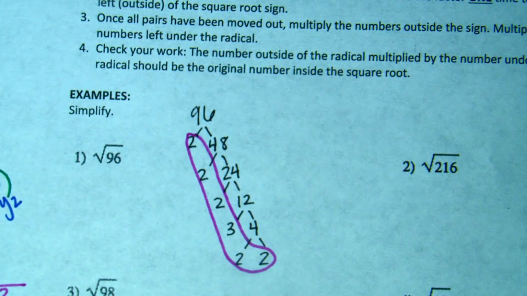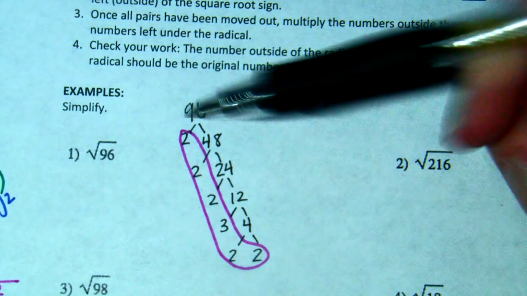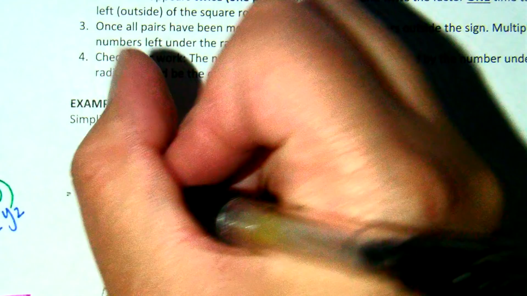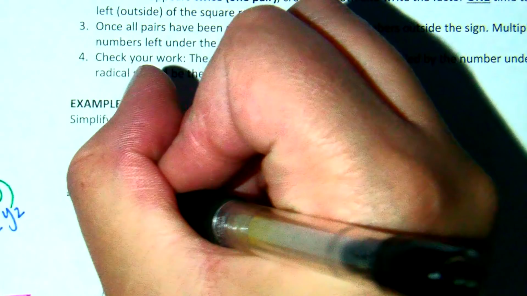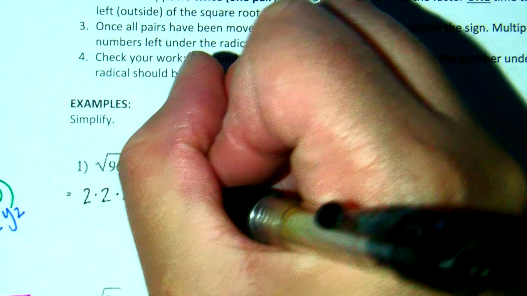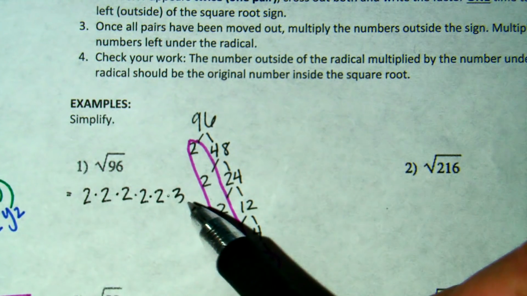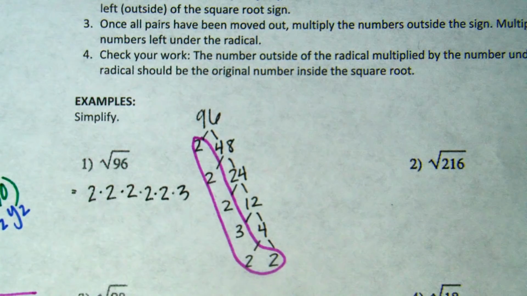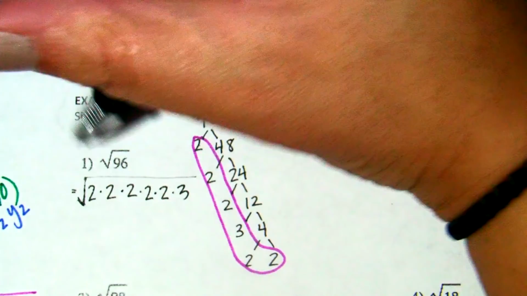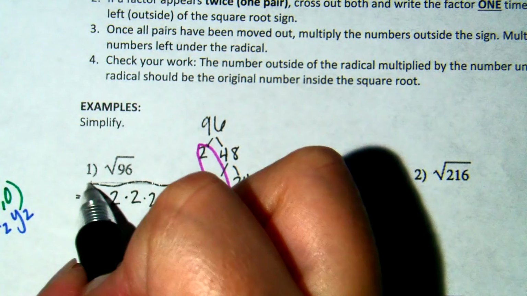I'm going to rewrite the entire problem, square root of 96, as all of these numbers. So we get 2 times 2 times 2 times 2 times 2 times 3. The only reason I rewrote it with the 3 at the end was so that I can see how many pairs of 2's I have. So ladies and gentlemen, that is step 1. Can't even trace a straight line. I am bad at this.